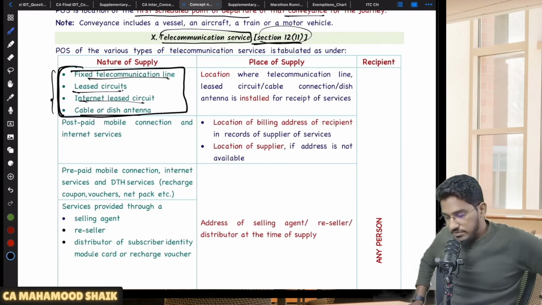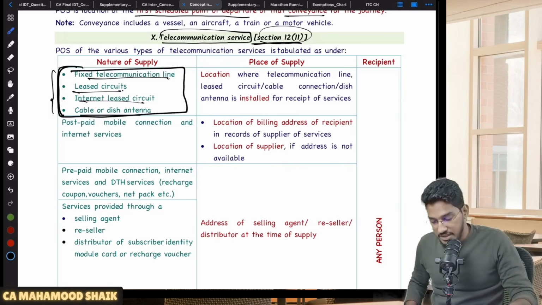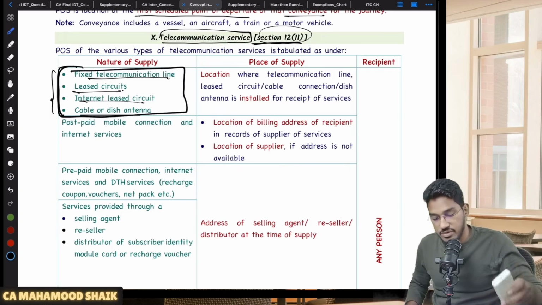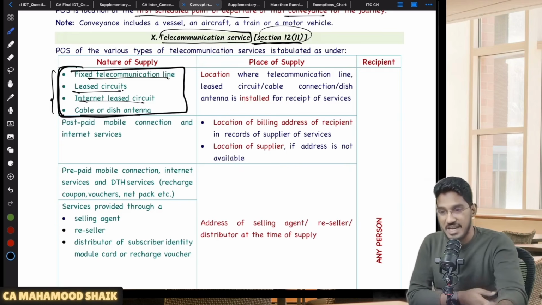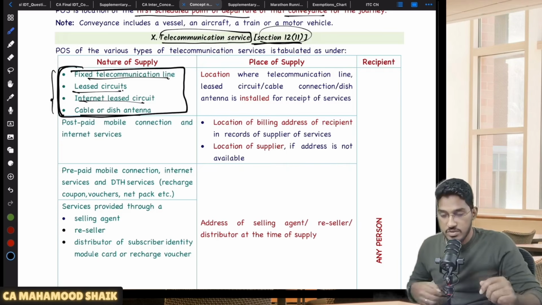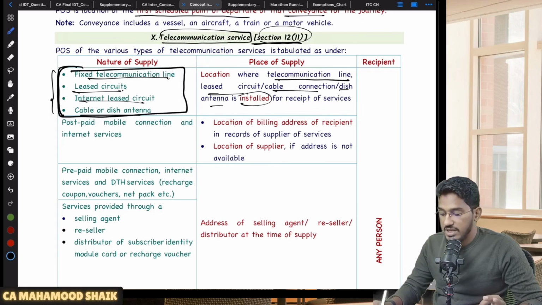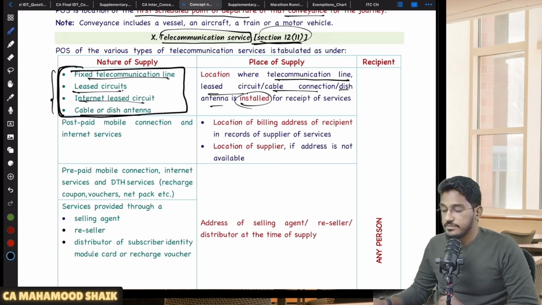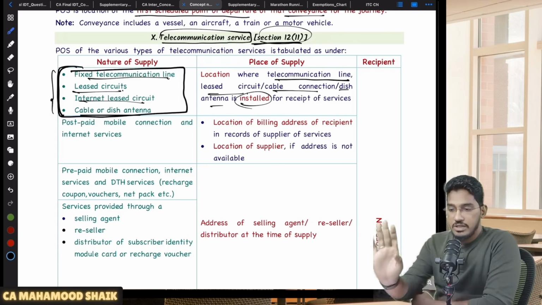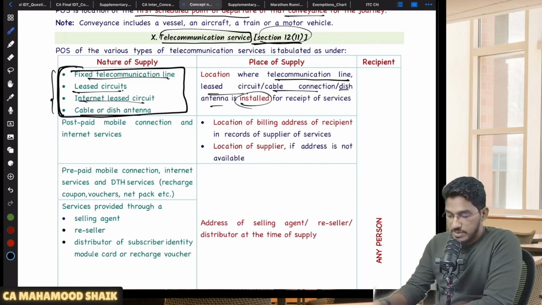So in case of fixed telecommunication line, or leased circuits, or internet leased circuits, cable or dish antenna, in all those cases, what will be place of supply? They have simply told that the location wherever the telecommunication line, or that leased circuit or cable connection or dish antenna is installed, the place of installation will become the place of supply.